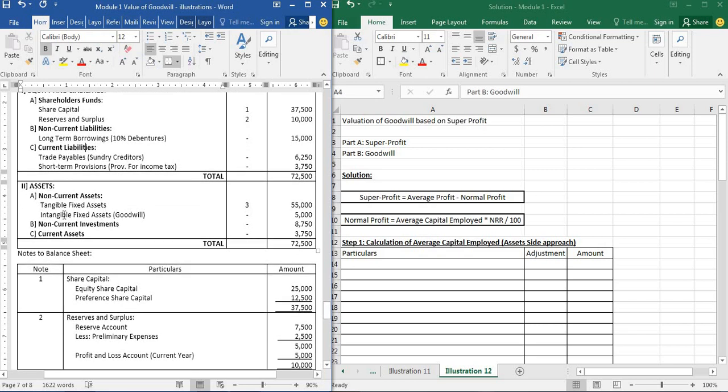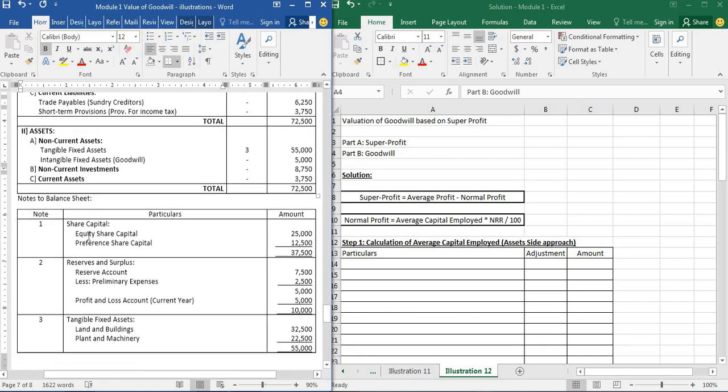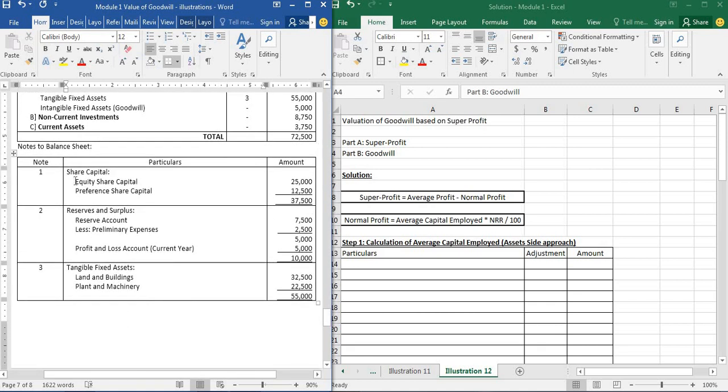We have been given tangible fixed assets, intangible fixed assets, which is goodwill. Then we have non-current investments. They have not mentioned what it is, so we will have to consider it. And they have given us current assets. For current assets, they have not given us any working note, which is absolutely fine, no problem, because usually all the current assets are accepted. So this is the illustration that is given. They have given us notes to the balance sheet. Under share capital, we have equity shares as well as preference shares. We also have a reserve account. Preliminary expenses are also there, and then we have a P&L account.